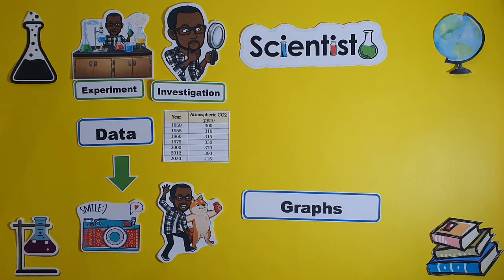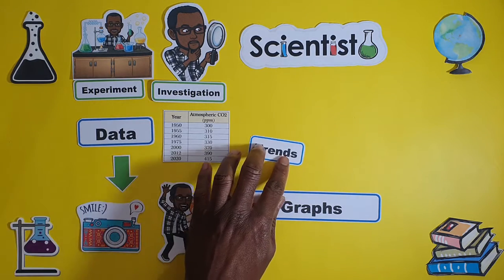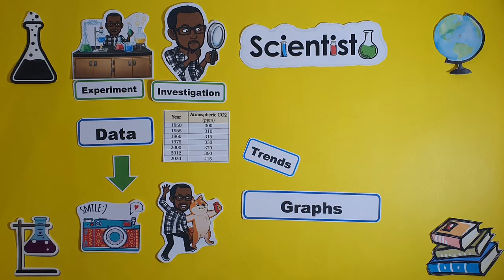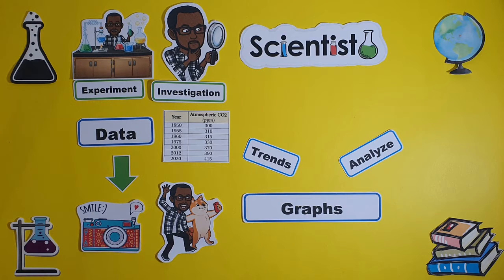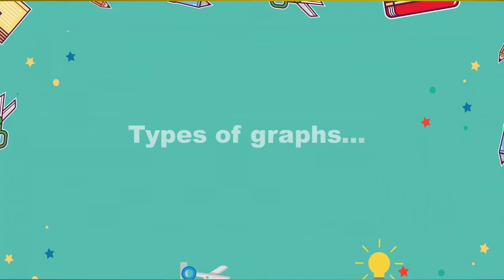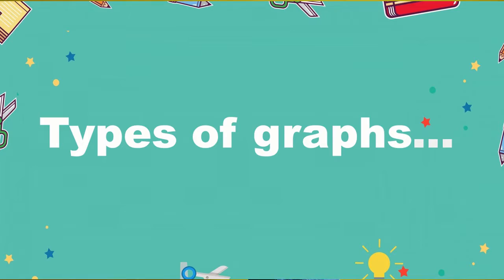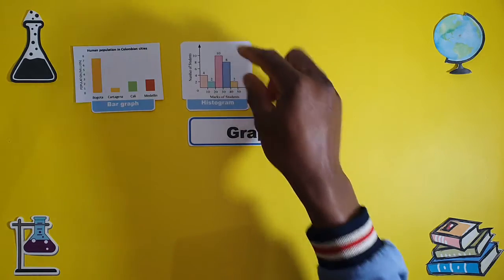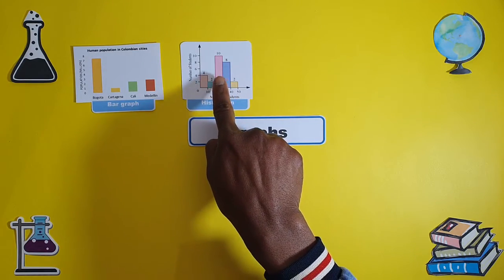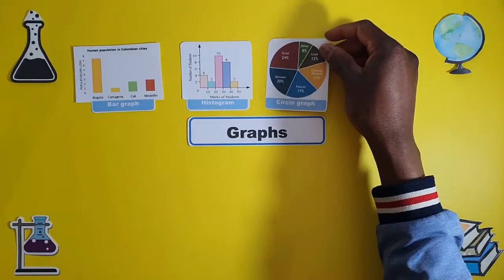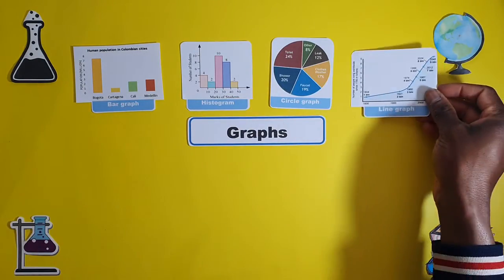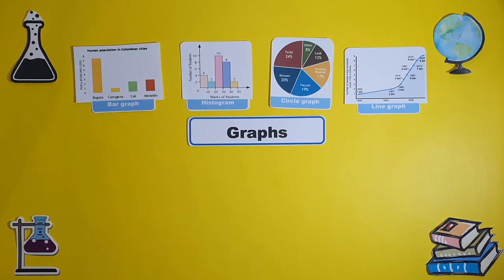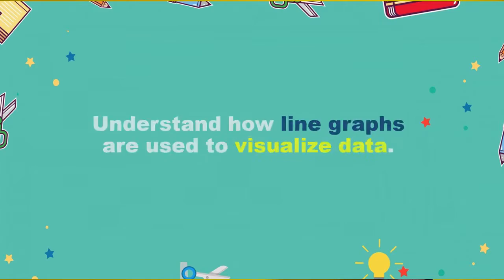Graphs help scientists see the trends that are taking place and also analyze what is happening in the graph. There are different types of graphs. You have the bar graph, you have the histogram. The histogram doesn't have space between the bars. You have the circle graph, and you have the line graph. In this video, I'm going to concentrate on the line graphs.